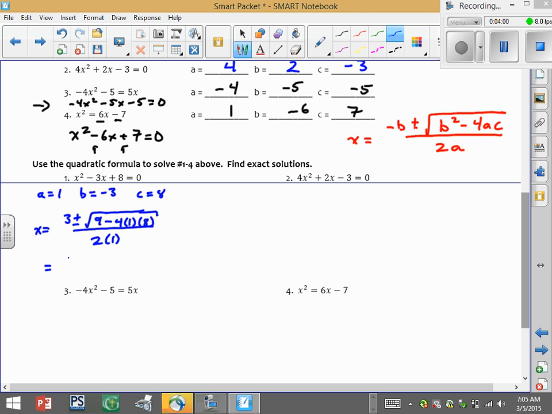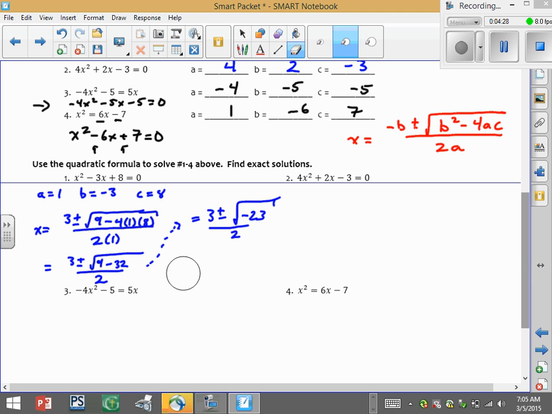So now we just start combining some things. 3 plus or minus, we have 9 minus 4 times 1 is 4, times 8 is 32, over 2. Now we have 3 plus or minus the square root of 9 minus 32, which is negative 23, over 2. Then there's one more thing we can do, because there's a negative under the square root. Our final answer is 3 plus or minus i root 23, over 2.